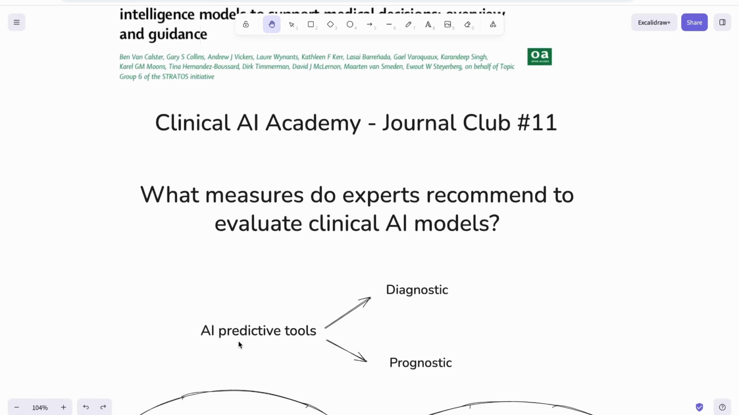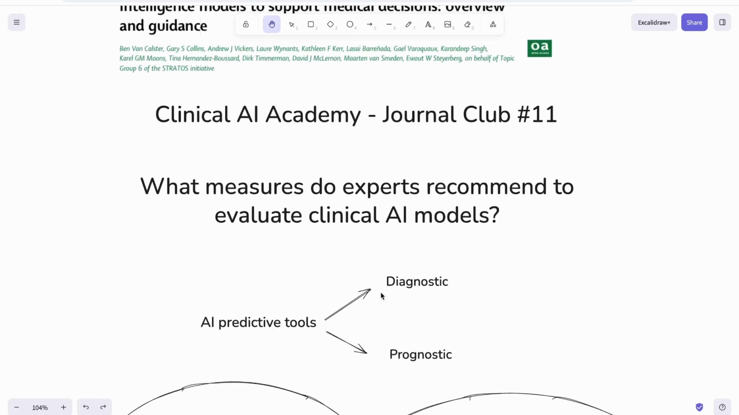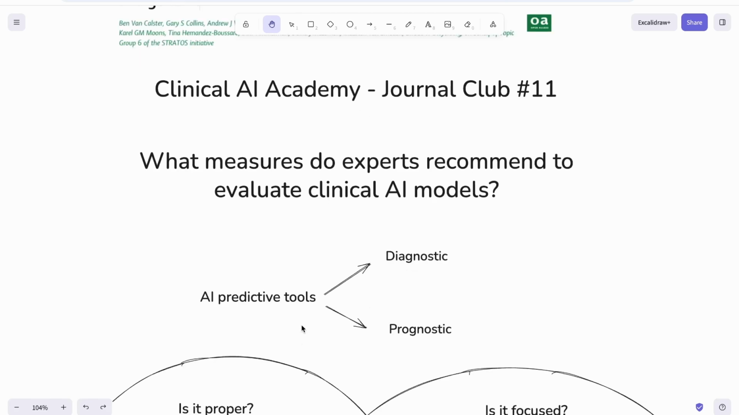So in the paper, they identify two types of AI predictive tools. One that is diagnostic and one that is prognostic. The diagnostic one helps the clinician make a decision at the moment if there is a disease or not. While the prognostic AI predictive tools are the ones that help the clinician to determine if a disease will happen in the future based on the current data.